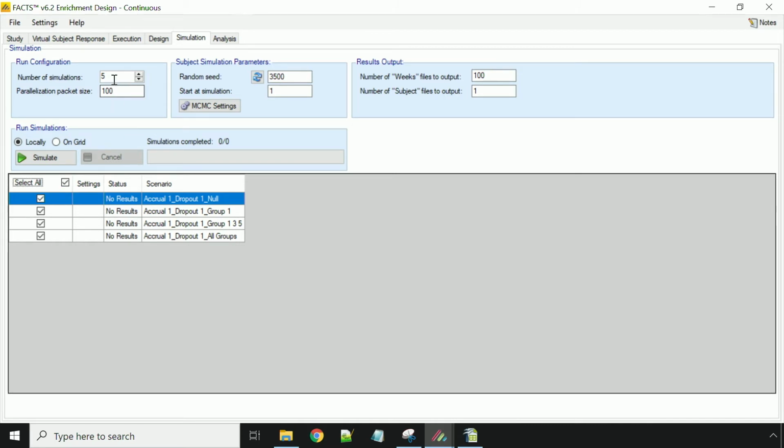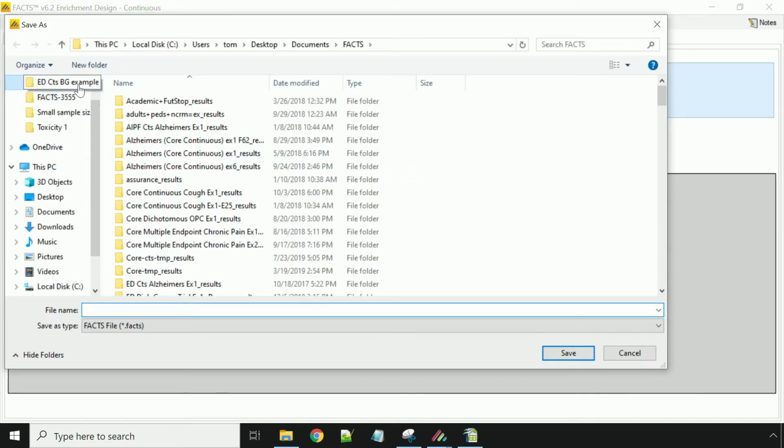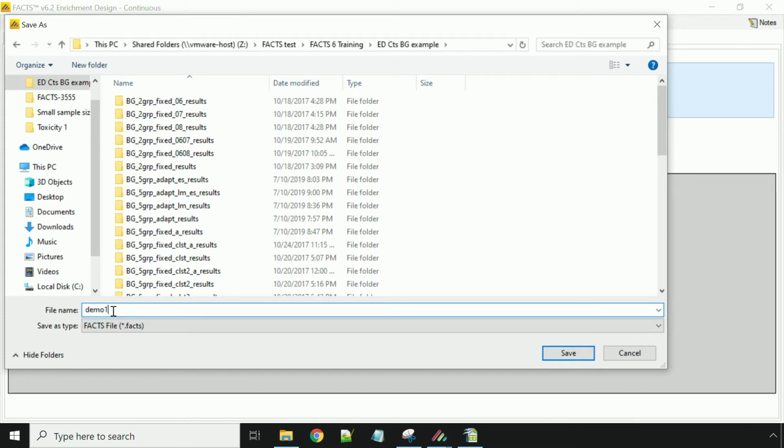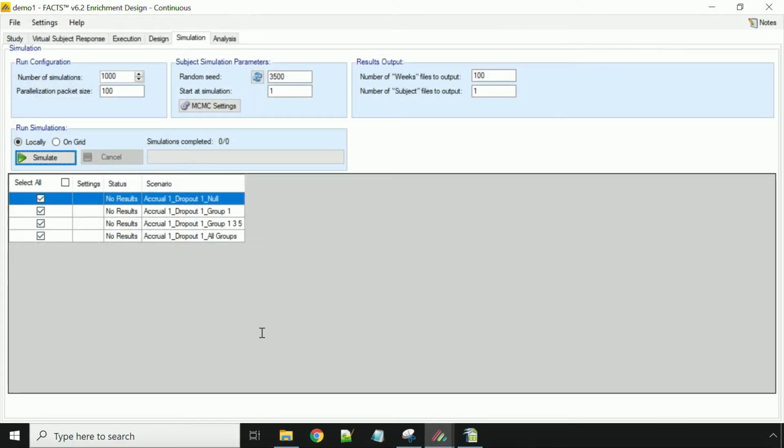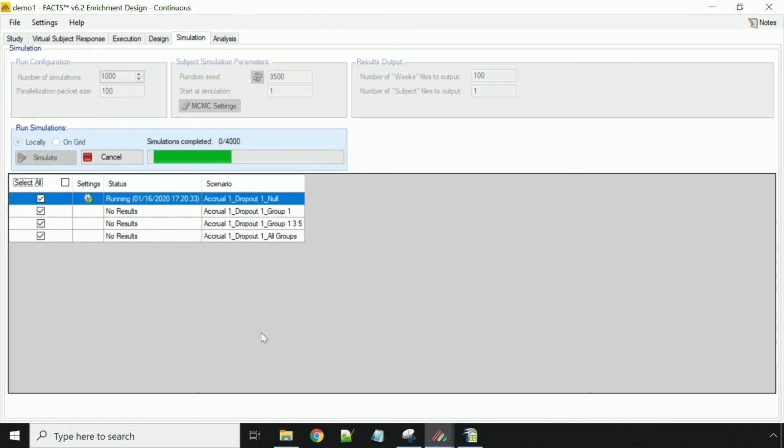So we want about 1,000 simulations to get a good estimate of how well our trial performs, a reasonable estimate, not a precise estimate, but good enough at this point in the design of the type 1 error and the power. So FACTS is now dividing the simulations across the 4 cores of my laptop. It's performing the simulations in packets of 100, so simulating 100 trials at a time, and it's accumulating those so that for each scenario, eventually I'll have 1,000 simulation results per scenario.